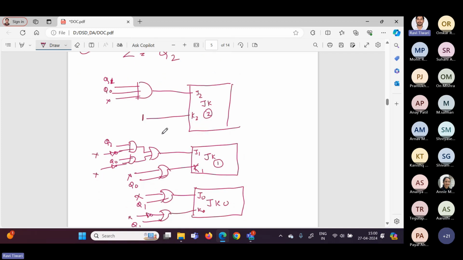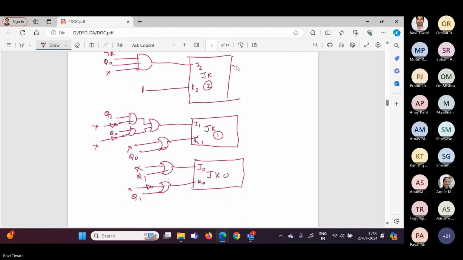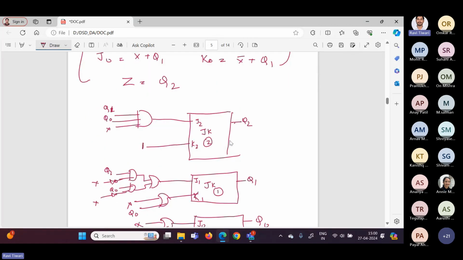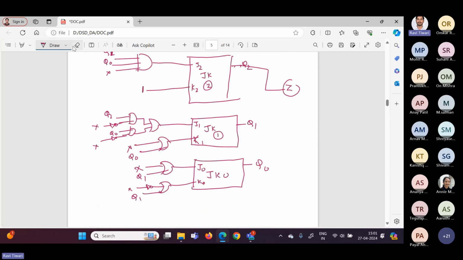So after this one, I will get the value of Q2. This is Q1 and this is Q0. And we have seen Z is equals to Q2. So directly we can make it like this, this is my Z. But before that, we have to provide the same clock to all the flip-flops. So that's why I'm giving it as a synchronous clock to all the flip-flops like this. And this is the clock, CLK. So this was the Mealy machine for 1001.